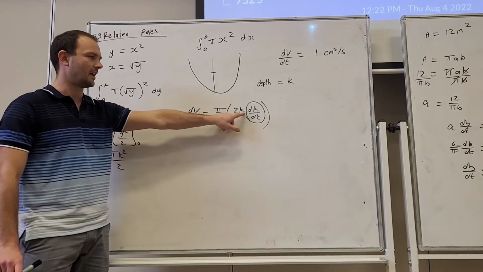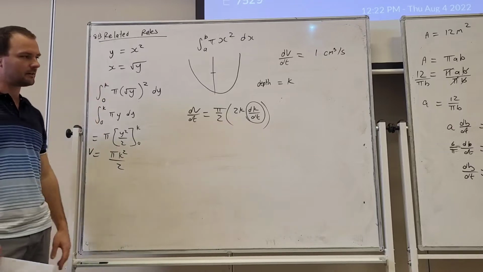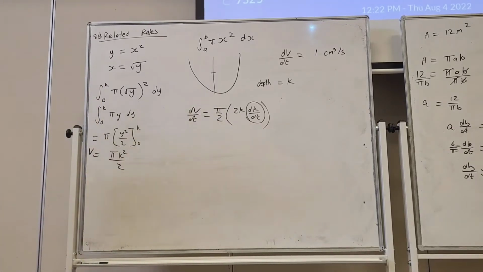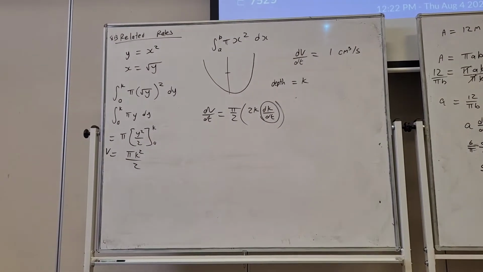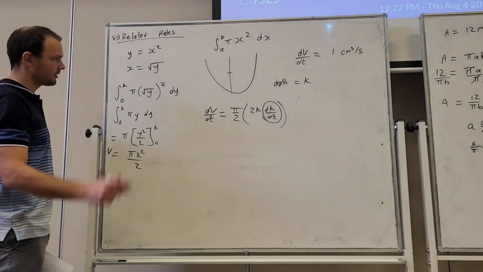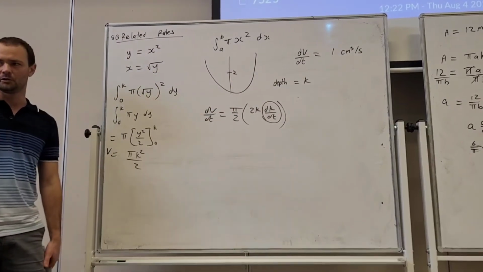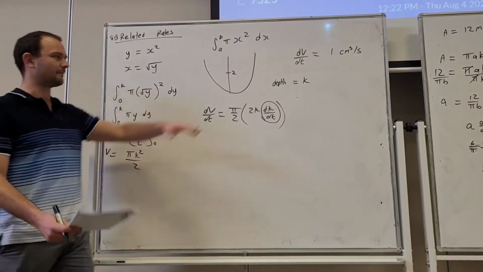Okay, we need k. Now, there's two ways of interpreting this question. I was thinking about it on my way to work today. It says, at what rate is the depth changing when the glass is half full? So what do you guys think? Does this mean when k is 2, or does it mean when the volume is half of what it is when it's full?